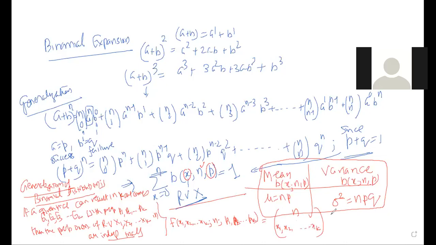up to xk, times p1 to the power x1, p2 to the power x2, p3 to the power x3, up to pk to the power xk, with summation of xi, i equal to 1 to k, that is equal to n, and summation of pi, i equal to 1 to k, that must be, probability cannot exceed 1, so that is equal to 1. So please keep this thing in mind. This is the multinomial distribution, but we are not going to use this one. This is just for your knowledge.